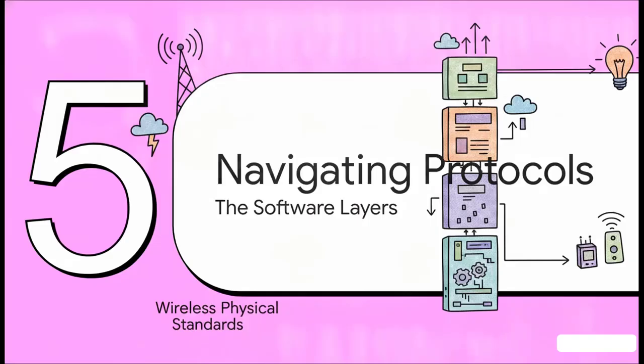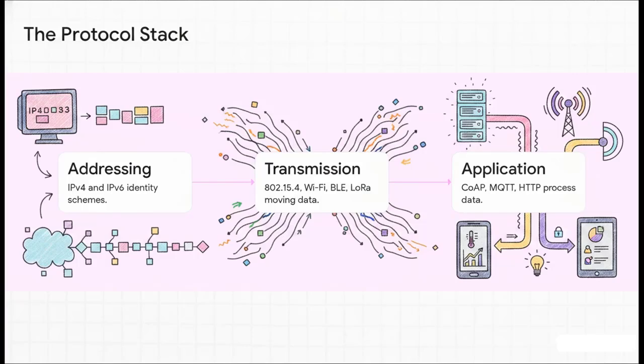And that brings us to our final part, Section 5, Navigating the Protocol Stack. So now that we have a really solid grasp on the physical wireless standards, let's look at how we build a fully functional network from the ground up using protocol stacks. This is where we transition from the physical hardware out in the field over to the software layers that actually organize and make sense of all that data.